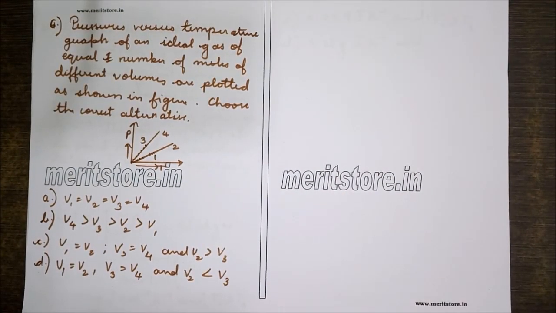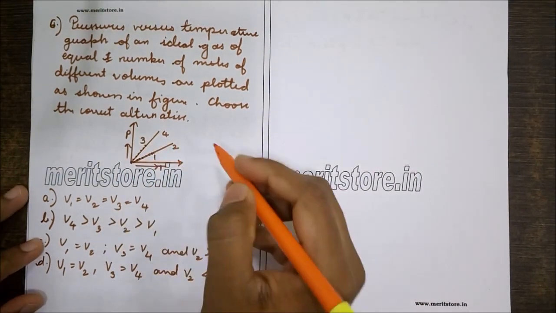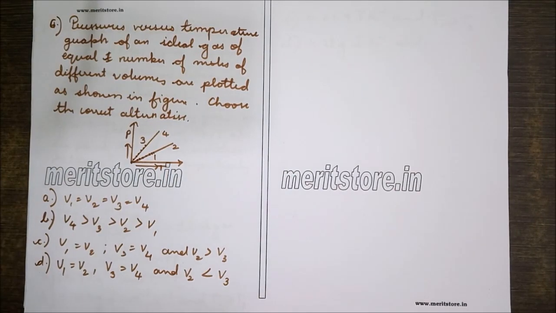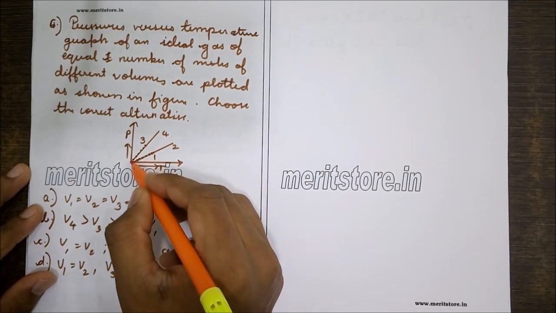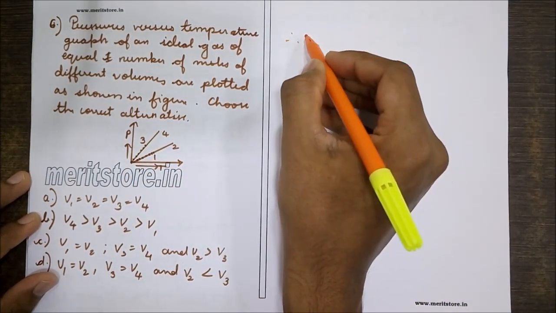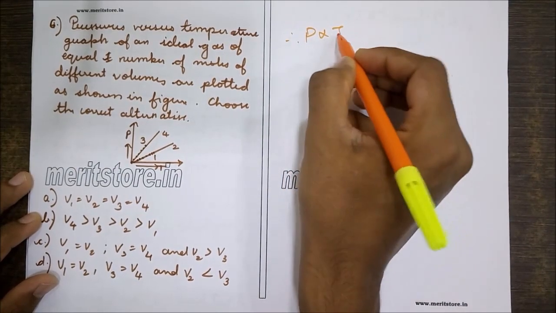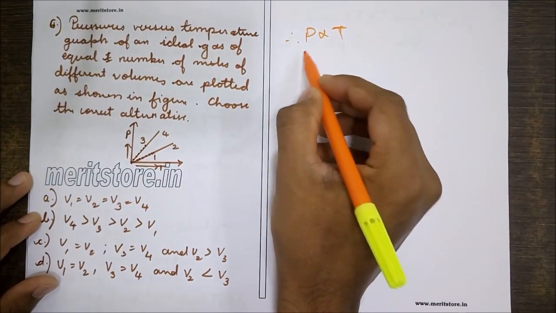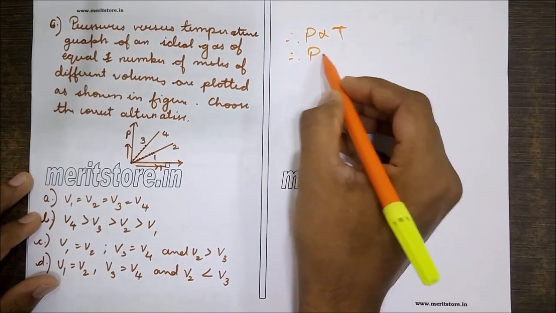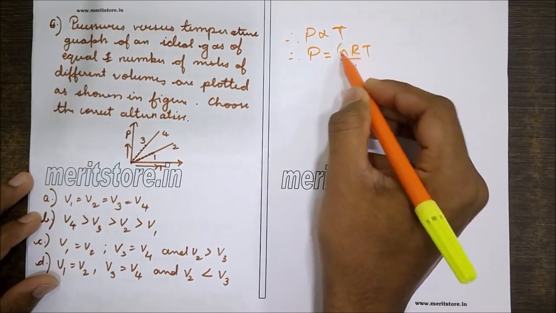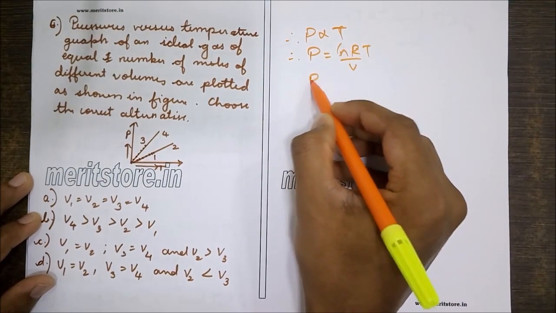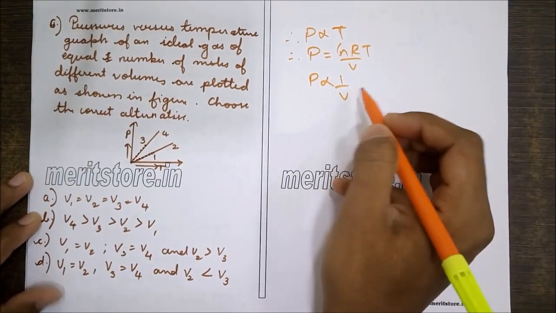Pressure versus temperature graph of an ideal gas of equal number of moles of different volumes are plotted as shown in the figure. Choose the correct alternative. Now in this we have been given the pressure temperature graphs, and as we can see that the PT graphs have straight lines which pass through the origin, we can conclude that pressure is proportional to temperature from this graph. But from the ideal gas equation we know that pressure is equal to nRT upon V. Now in this n and R are constants, so we can also say that pressure is inversely proportional to volume.